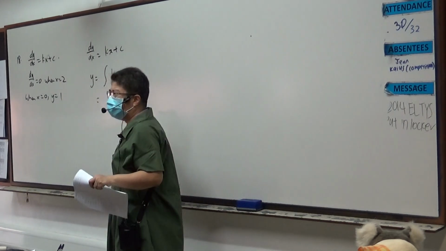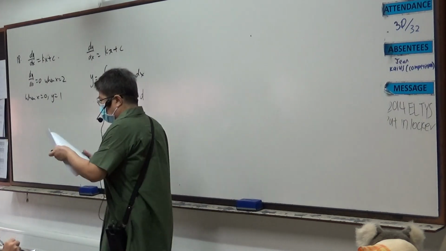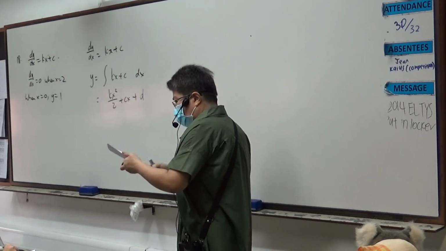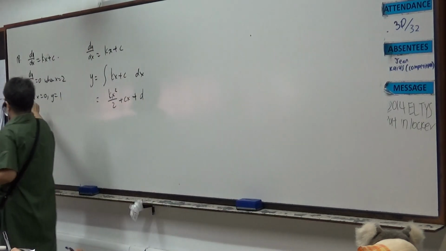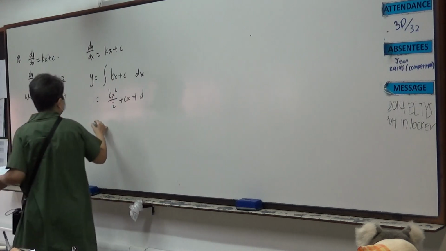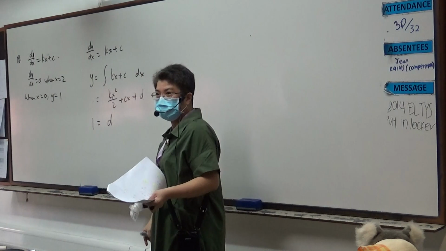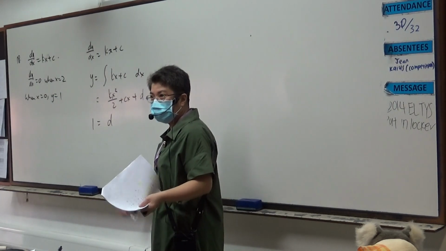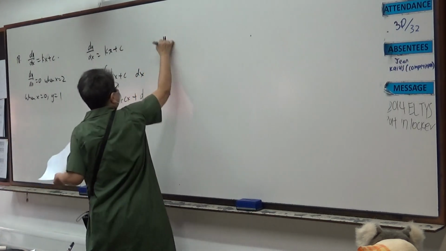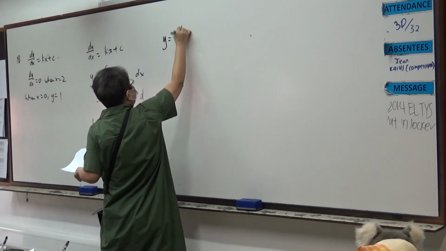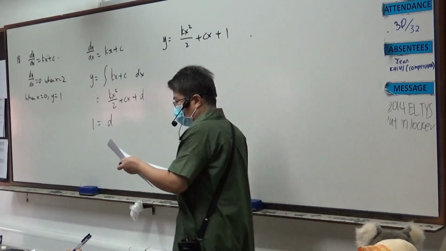Don't go and plus C again. How long must you all keep forgetting? Plus what? D. Okay, good. Now, you know that it passed through this point, 0, 1. So 1 will be D, right? Correct? Because it passed through 0, 1. When x is 0, y is 1. So D is 1. So I will get the curve as kx squared over 2 plus cx plus 1.